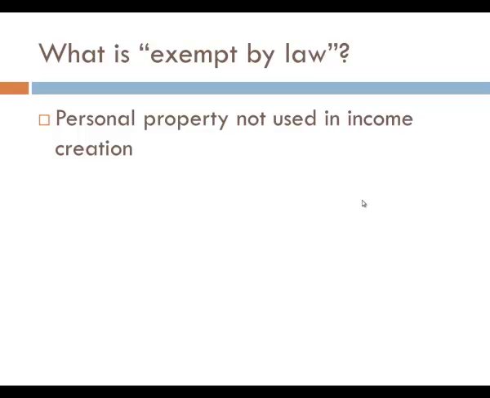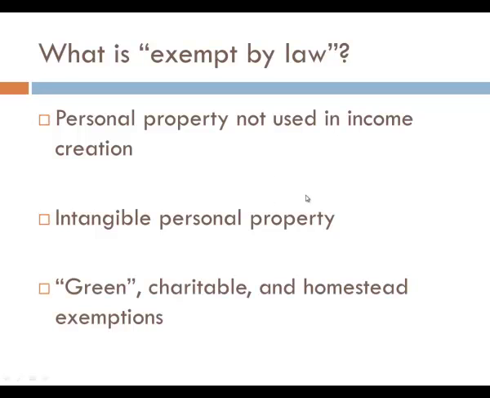So this could be a car that is not used in a business, a blender, a couch, a bed, you name it. If it's not used in income for a business, then it is not taxable. Intangible personal property is also not taxable. This could be a patent, a copyright, a stock. There are also other green, charitable, and homestead exemptions that we've covered that the law exempts from taxation.